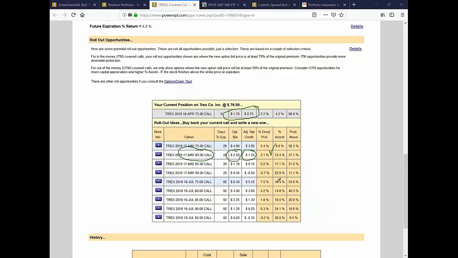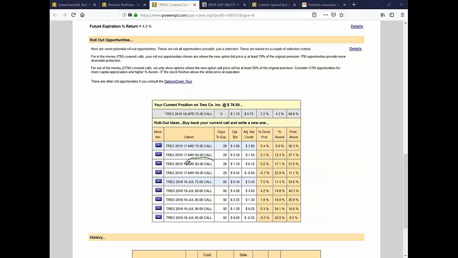What does that mean? Essentially, how far the stock can fall now before I start losing money on this potential covered call. This $1.55 net credit is taking into account the 75 we originally received, the $1.70 buyback, and the new $2.50 position. My new potential return if assigned is 12.4%. If the stock reaches 80, there's only a 37% chance the stock will reach that price at expiration.